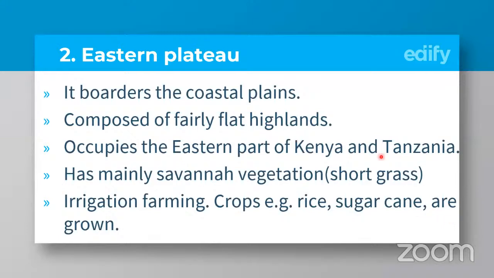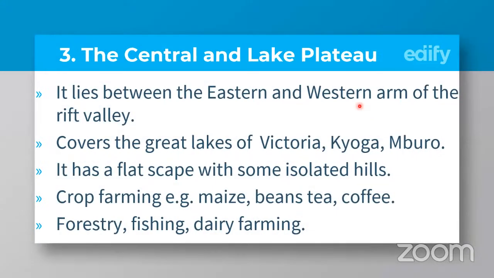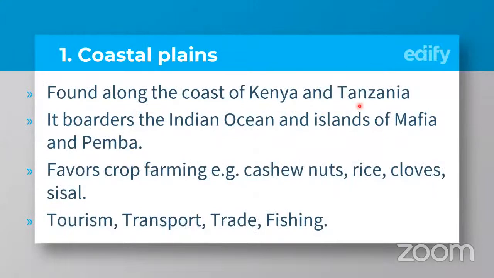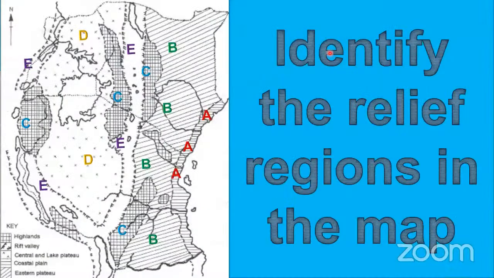We are moving on to the next, that is the Central and Lake Plateau. Let's go back to our map and look at that one. The Central and Lake. Which letter was it? It was D. Okay. Yes. So this is the Central and Lake Plateau, all this region. So can someone describe for me the location, the neighbors? The Central and Lake Plateau is the one we're looking at as D.